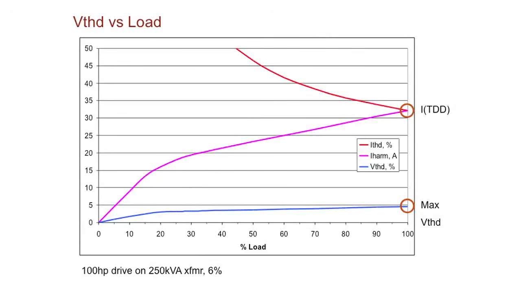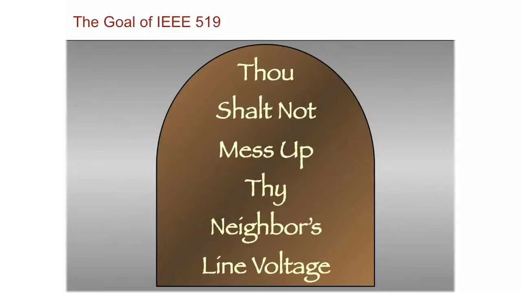So the TDD is what IEEE says you need to look at. You need to look at the worst case scenario for your facility and what your voltage distortion is going to be at that point in time. So basically the goal of IEEE 519 is thou shalt not mess up your neighbor's line voltage. We don't want distorted waveforms going to the next one.